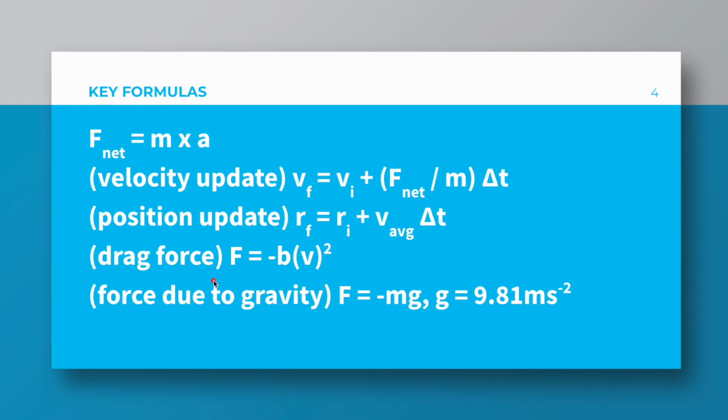The drag force is equal to the square of the instantaneous velocity of the object multiplied by b, which is the proportionality constant of the drag force. And the force due to gravity is the object's mass multiplied by acceleration due to gravity, which in this case is 9.81 meters per second squared.